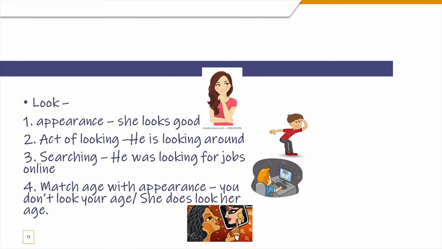Let's move on to the next one. Look. We had this before. So look has the literal meaning of looking around. Okay, so that is the dynamic meaning. So he is looking around, okay, or she is looking at the birds, right, etc. I'm looking at the document, right? And it also means appearance, the look of something. She looks good.